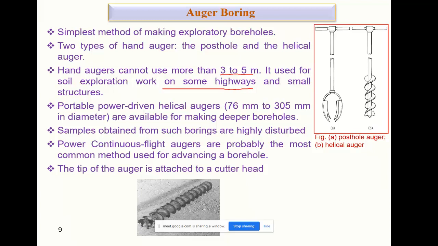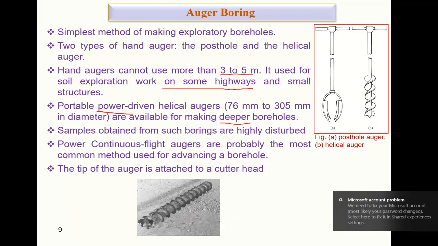Okay. And with portable power driven helical augers, actually you can go deeper. You can generate more power by using a mechanical or electrical device, so then you can go deeper. Here you can see the drill of the portable power driven helical augers. Can you see this? Yes, sir. You can connect this bit on the rod, and if you just rotate it with power, it will go down. And samples obtained from such boring are highly disturbed.